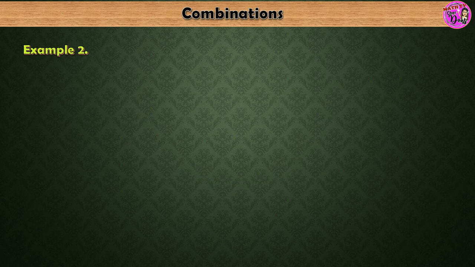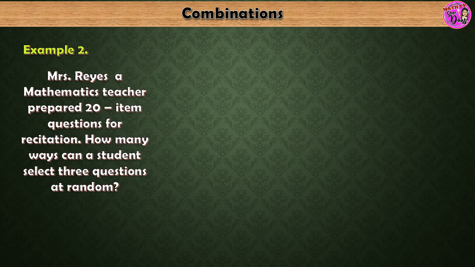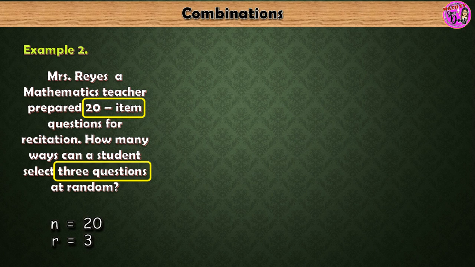Example number 2. Mrs. Reyes, a mathematics teacher, prepared 20-item questions for recitation. How many ways can a student select 3 questions at random? There are 20 questions. The value of n is 20. The value of r is 3. That's the number of questions the student can select.